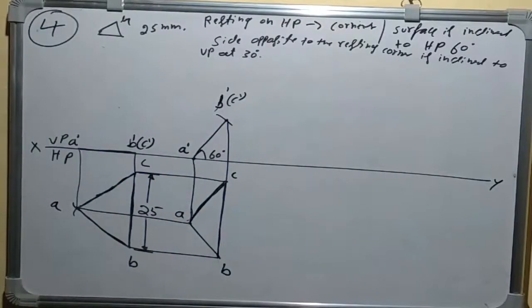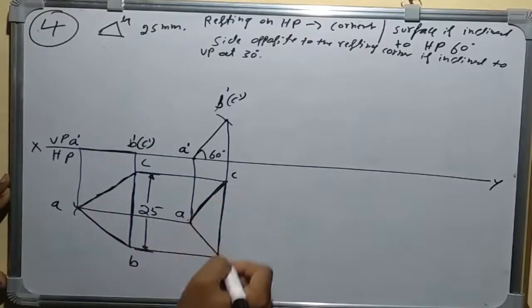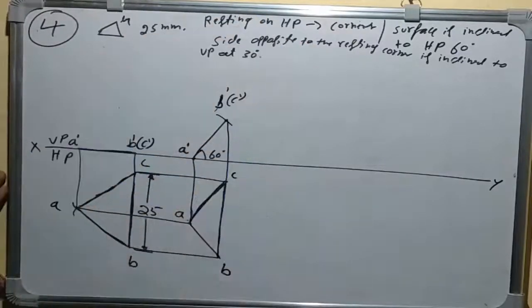And next, the last step they give is on the side opposite to the corner. So here the side opposite to the corner is BC. This is inclined to the VP at 30 degrees.